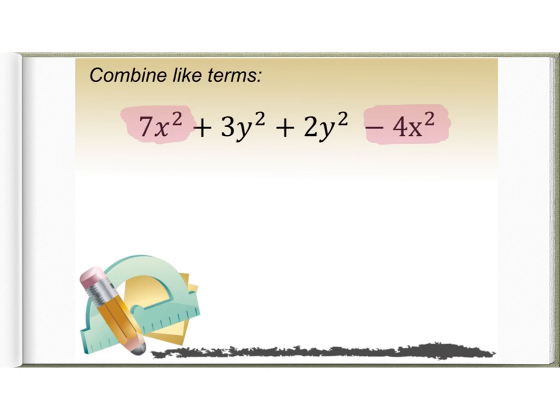So when we combine terms, all we're doing is adding our coefficients together. So we have 7 and a -4. What's 7 minus 4? 3. So this would be 3, and then our variable stays the same. So 3x squared.